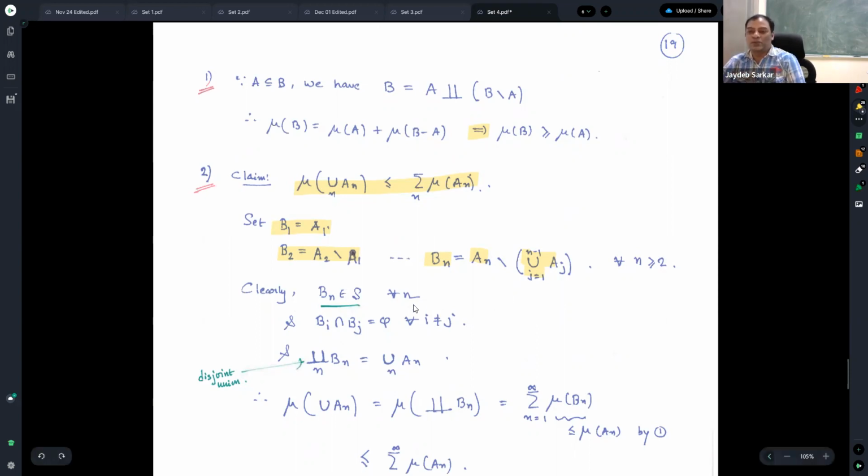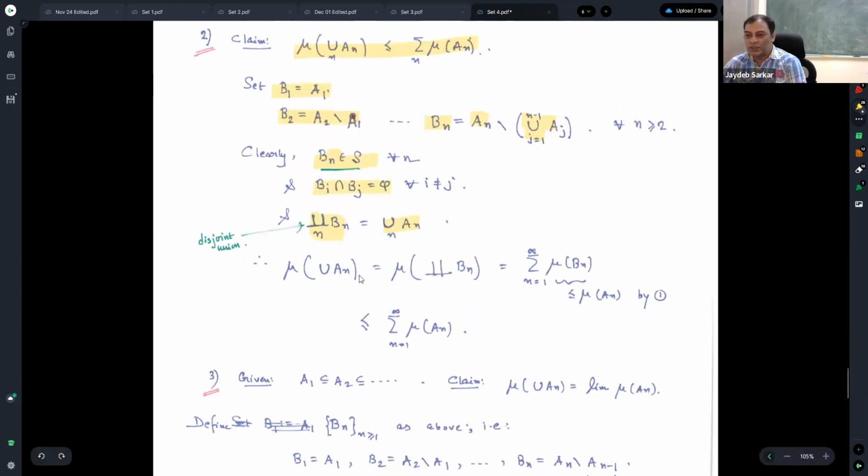This process gives you all these Bn in S, you agree? Because S is closed under all those operations: countable union, countable intersection, difference, right? So your Bn's are going to be in S for all n. And by construction, Bi intersection Bj is empty. Therefore, the disjoint union of the Bn is going to equal the union of the An, right?